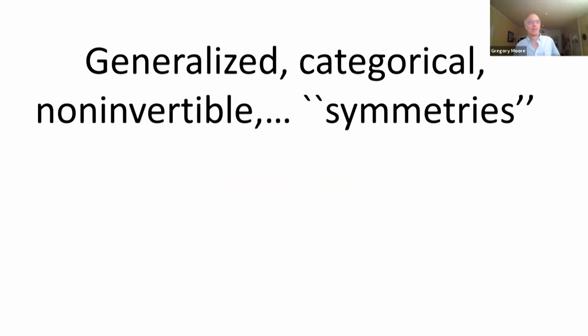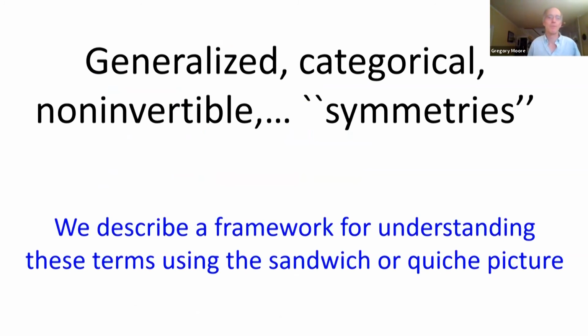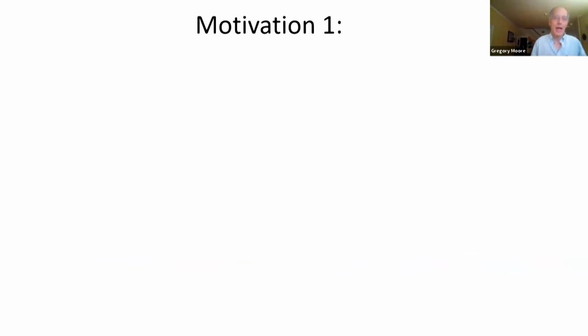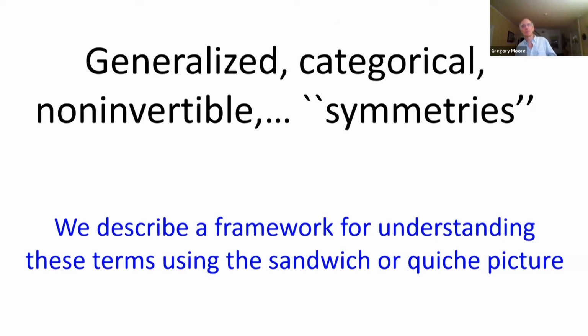So there's been a lot of talk in the past few years about generalizations of symmetries and the notion of symmetry. And you hear things about generalized and categorical and non-invertible and adjectives like that, symmetries. And so we described a framework for understanding what these terms could mean using what we call the sandwich, or we prefer to call it the quiche picture. And there are two motivations for this quiche picture.